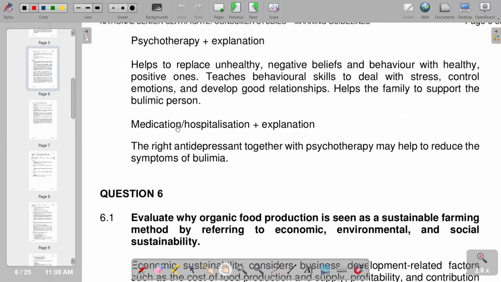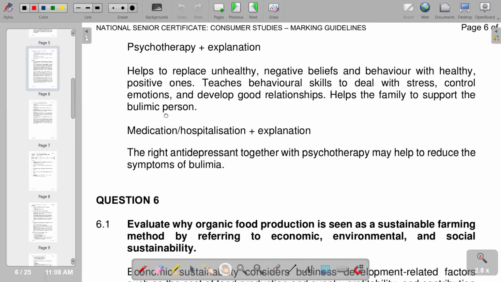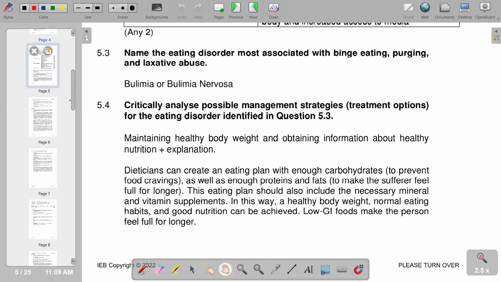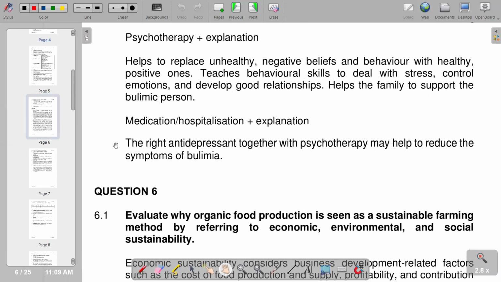Then we have a continuation of our explanations on 5.4. Question 6, you have to evaluate why organic food production is seen as a sustainable farming method by referring to economic, environmental, and social sustainability.